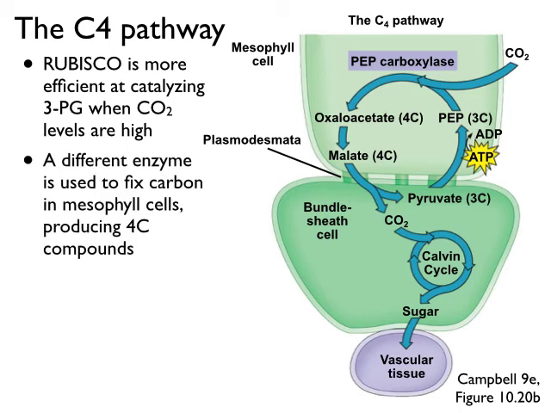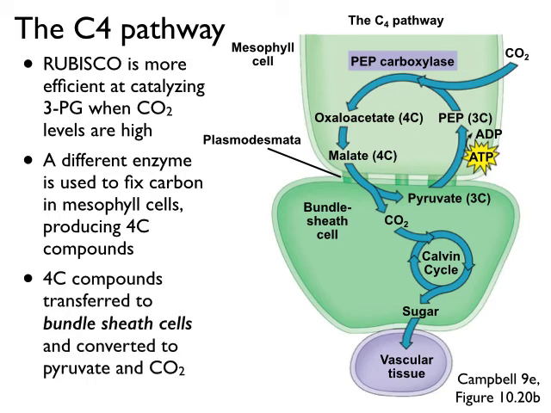So a different enzyme, PEP carboxylase, is used to fix carbon in the mesophyll cells in C4 plants. And this fixes carbon dioxide into a molecule you may recognize. We actually mentioned it in the TCA cycle. It's called oxaloacetate. That's a 4 carbon containing compound, as is malate, into which it's converted. Malate then moves from the mesophyll cell to the bundle sheath cell. So these 4 carbon compounds are transferred to the bundle sheath cells, and there additional reactions convert the malate to pyruvate.